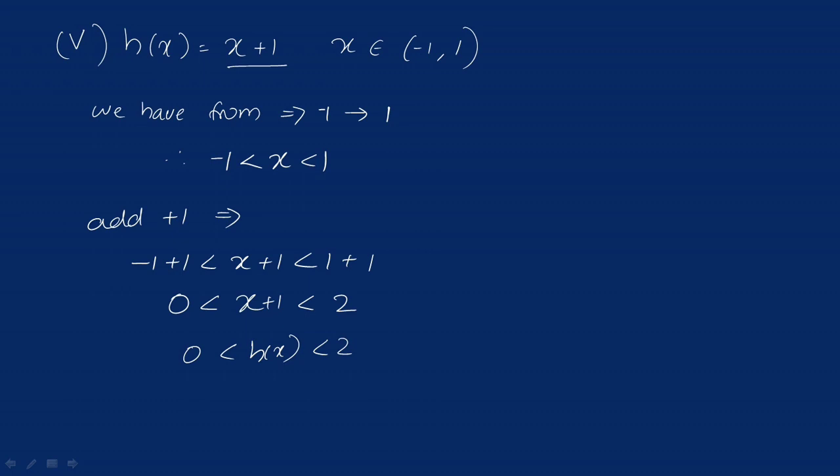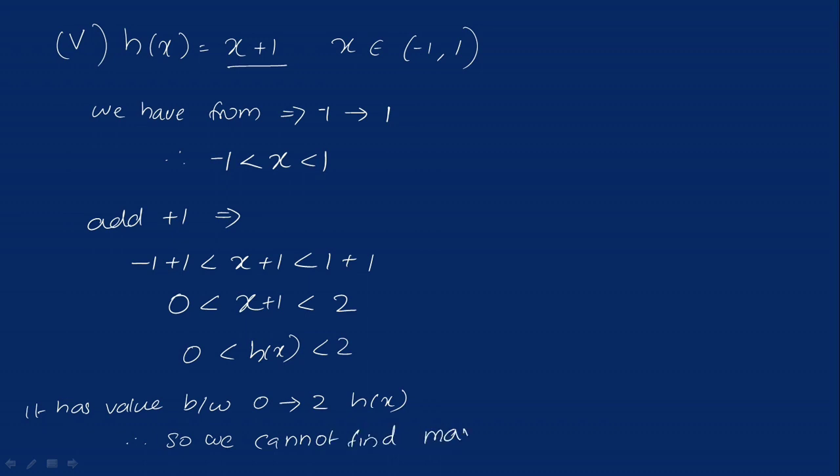What is x plus 1? That is h of x we have in the question. So 0 less than h of x less than 2, so it has values between 0 and 2. That is not possible, so we cannot find the maximum and minimum value for this question. Why is it not possible? It is because the values of x should be between minus 1 and 1, but we have got it from 0 to 2. So we cannot find the maximum and minimum here.